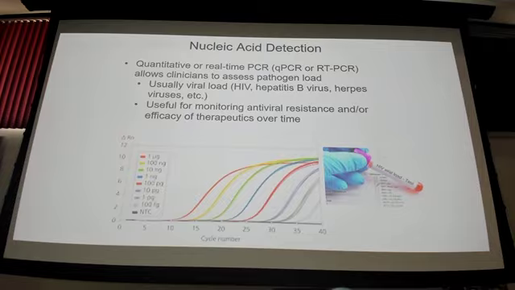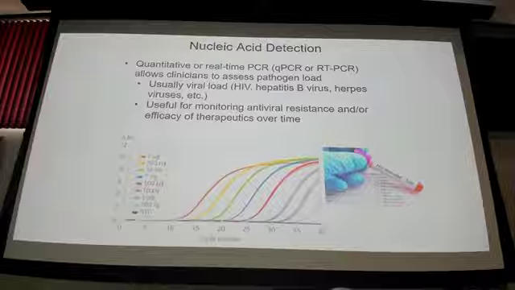Higher. Yeah, so the one that had a CT of 10, would that have more starting material or less? More starting material, yeah. So the lower the CT, the higher the starting material. The higher the CT, the lower the starting material. It takes more time to amplify.